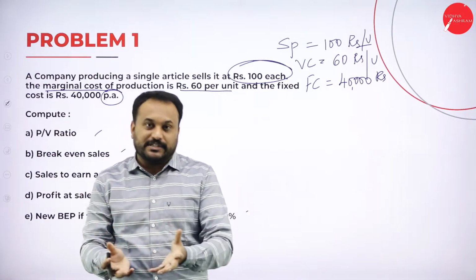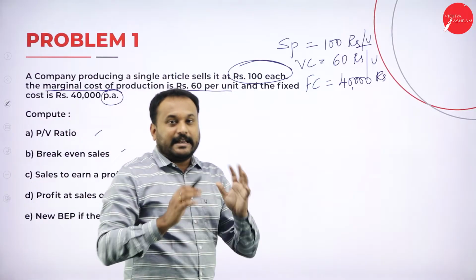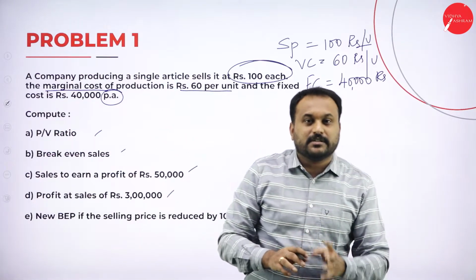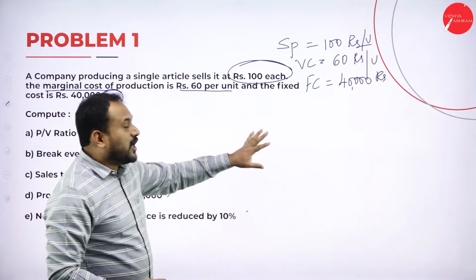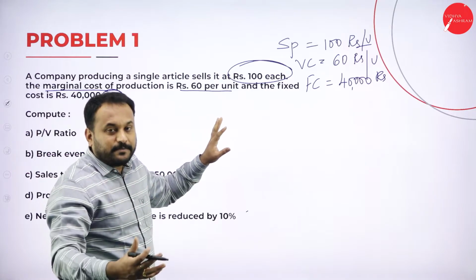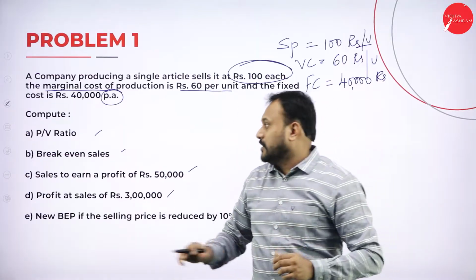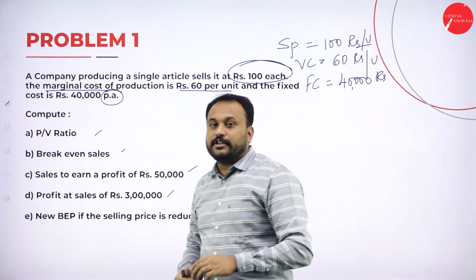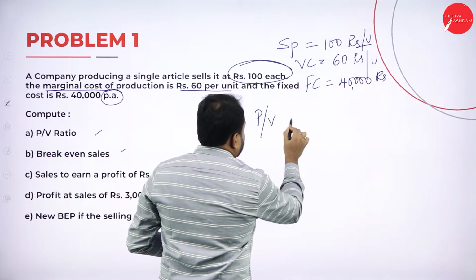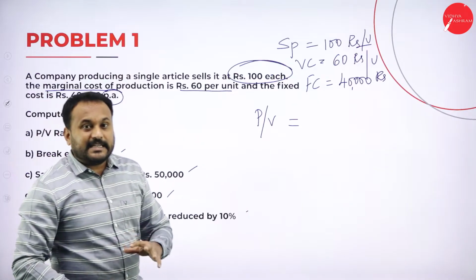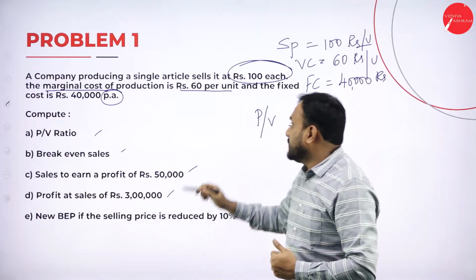Let's understand what the question is, right? Now there is a company which is selling an article, and that article is worth 100 rupees. That means selling price is 100 rupees. They have not given how much they are producing, how many things they are actually manufacturing. We don't need it. We just need to know what is the PV ratio. The first one which we are supposed to know is what? The formula. PV is equal to, what is it? Sales minus variable cost divided by sales into 100. But here it is selling price.